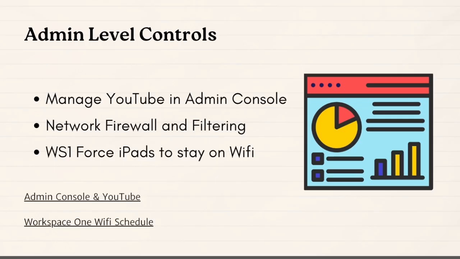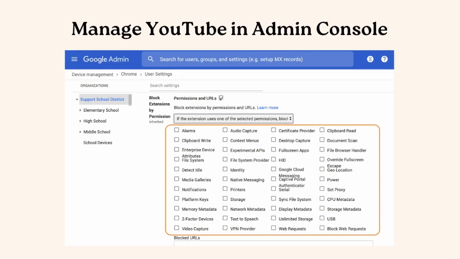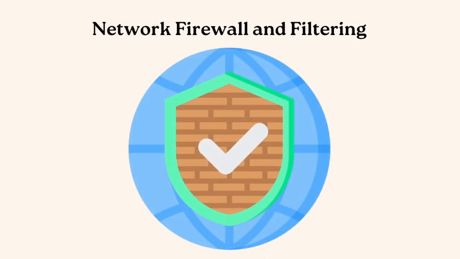The next area that we can look at is admin level controls. So in your admin console for Google, you can go in and set up restrictions in YouTube. There's many different levels of restrictions that you can add depending on what access you want your students and teachers to have. You can also designate these by your individual organization so teachers can have a different level of access than students. The next one is your network firewall and filtering.